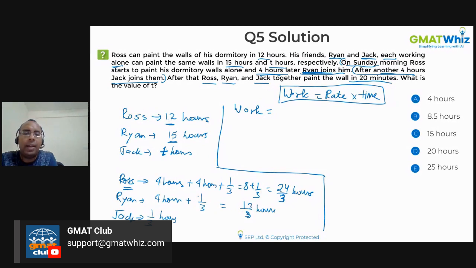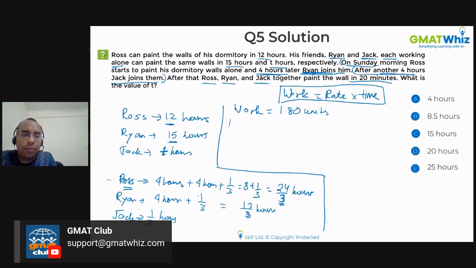So for example, let me take my work as the LCM of 12 and 15. The LCM of 12 and 15 would be 60. But see, this is the time, so while finding the rate, I will come across this 3 also, the 1 by 3 also. So what I'm doing is taking my work as 180 units, 60 times 3. Now, why did I take my work as 180 units? Because now whatever values I get will all be integers.